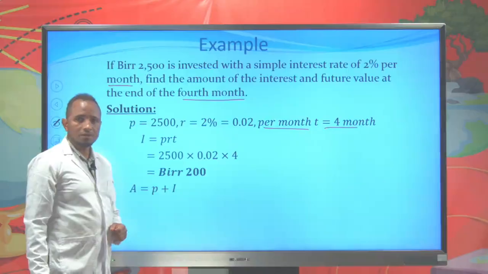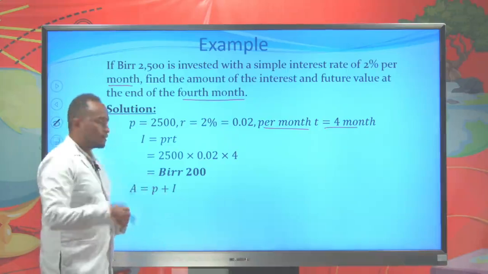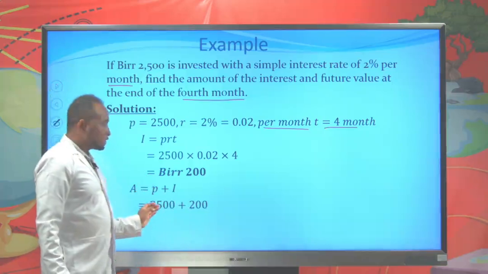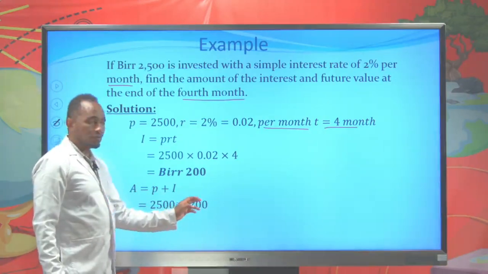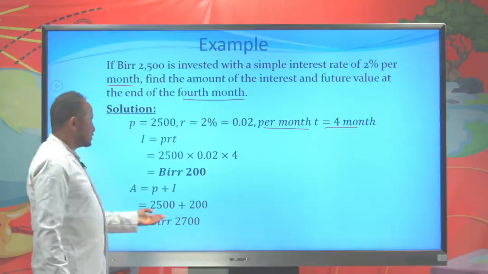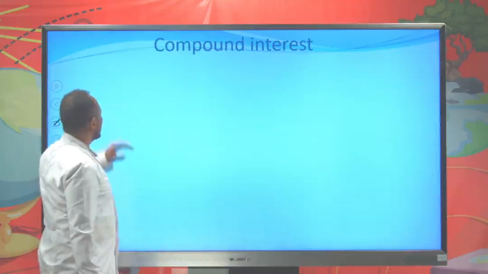So the amount is this, the money originally you invested plus the interest. Therefore, the money originally you invested is 2,500 and the interest is 200. Adding these two, you get 2,700 birr. This is the amount. Next, compound interest.